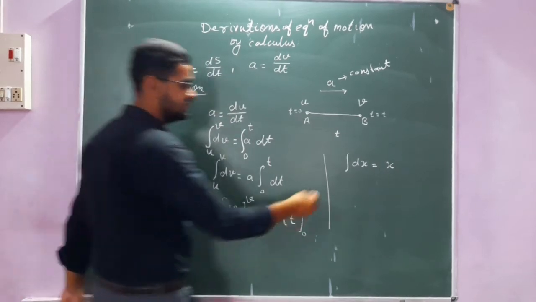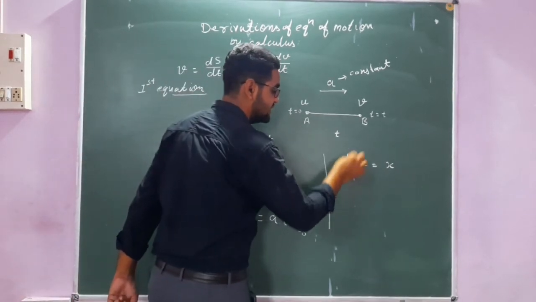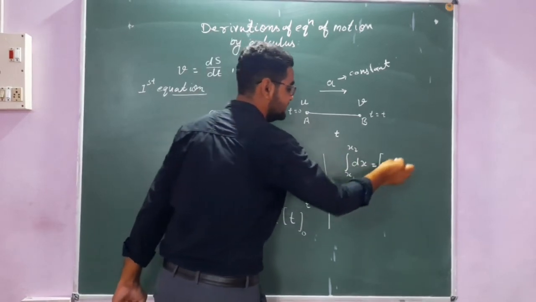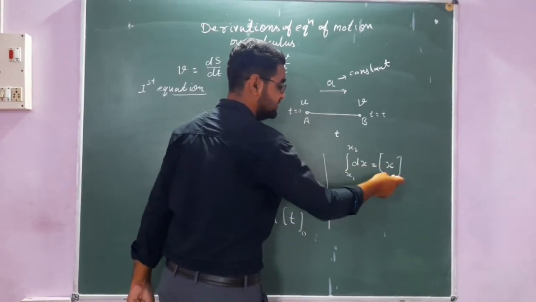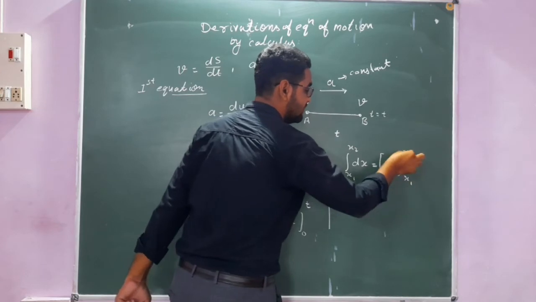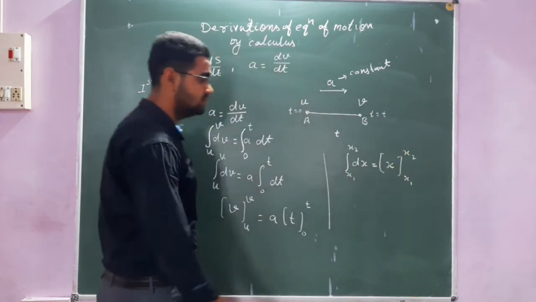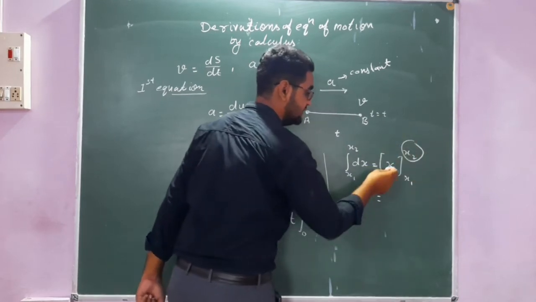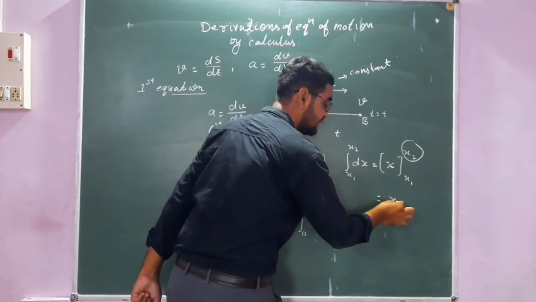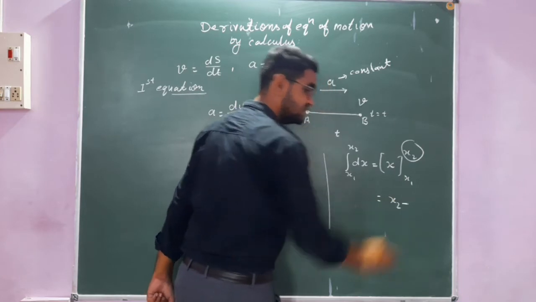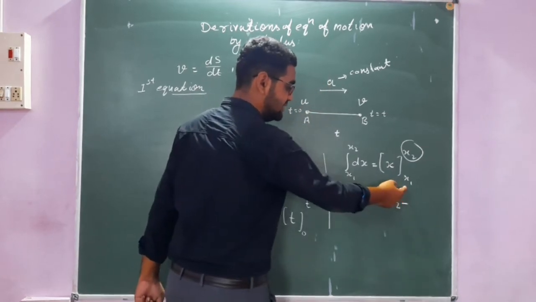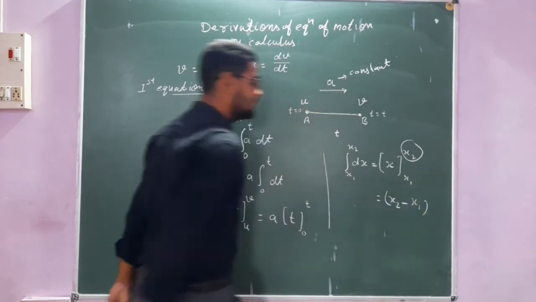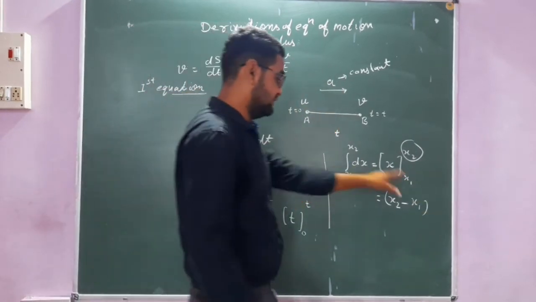Simply by solving, if there are limits x1 to x2, lower limit x1 and upper limit x2, then we can say that the integration of dx is equal to x with limits x1 and x2. So for applying the limit, first we have to apply the upper limit. Then we put x2 in place of x, then put a minus sign. Then we place x1 in place of x. Then this will be the solution of this particular integration.